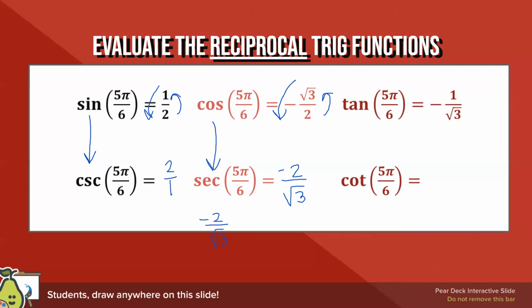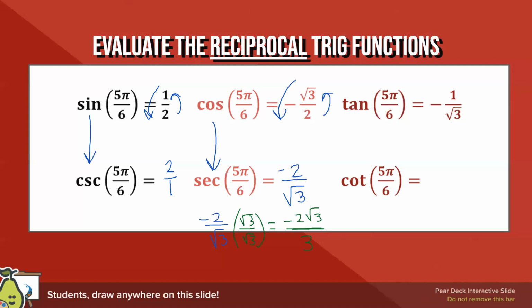What we're going to do is multiply by root 3 over 3 to get rid of it. Negative 2 times the square root of 3 is negative 2 square root 3. And square root of 3 times the square root of 3 is the square root of 3 squared, or just 3. And that is our reciprocal. So secant of 5 pi over 6 is negative 2 square root of 3 divided by 3.